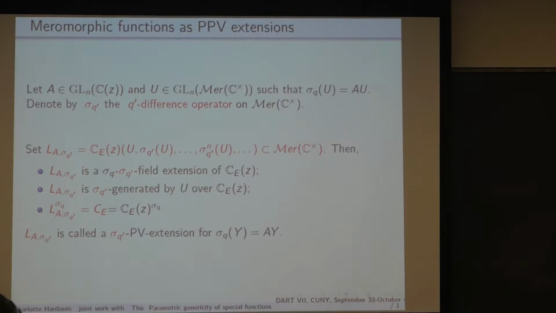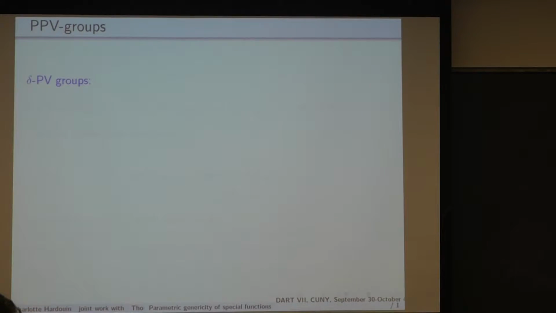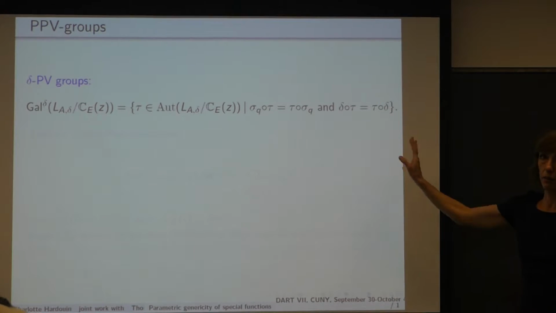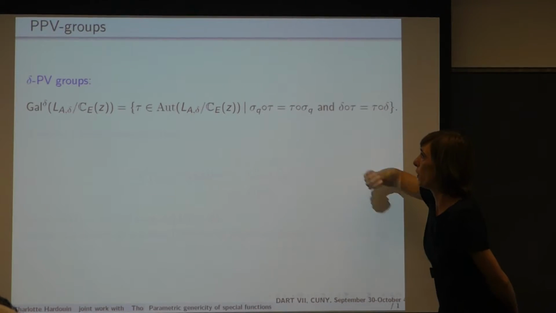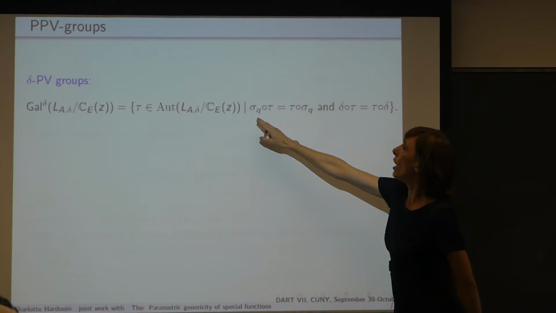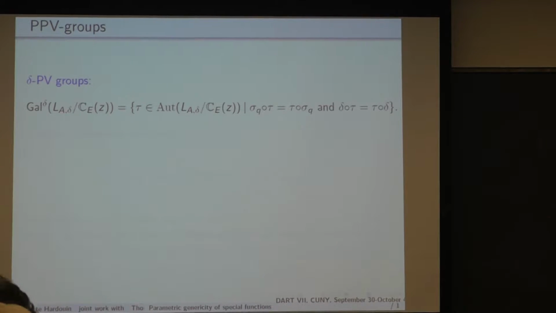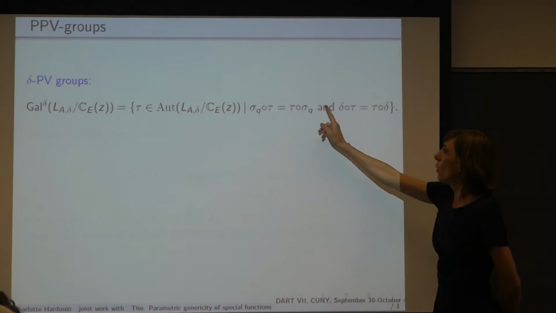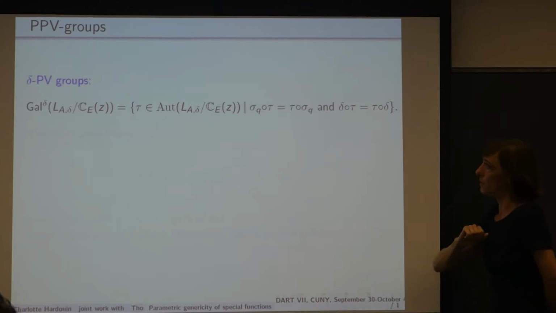So I will call this object now a sigma q prime Picard-Vessiot extension. Now that I have my splitting fields for both of my problems, I can define the Picard-Vessiot group. Now I am cheating a little bit, because I will define it by the points, and I have decided to define this as a scheme, as a functor, but let us stick to this definition. So I'm considering the field automorphisms of my Picard-Vessiot extension, stabilizing the base field and commuting with the two operators I am interested in.